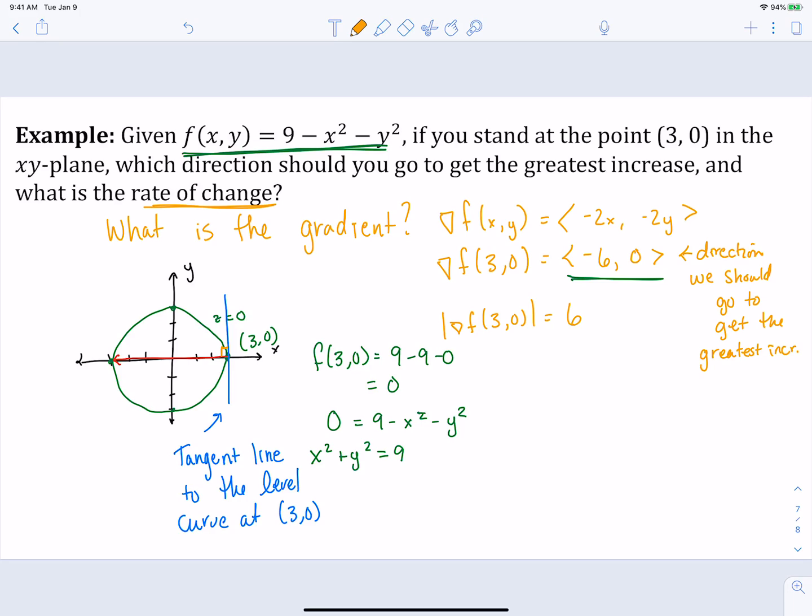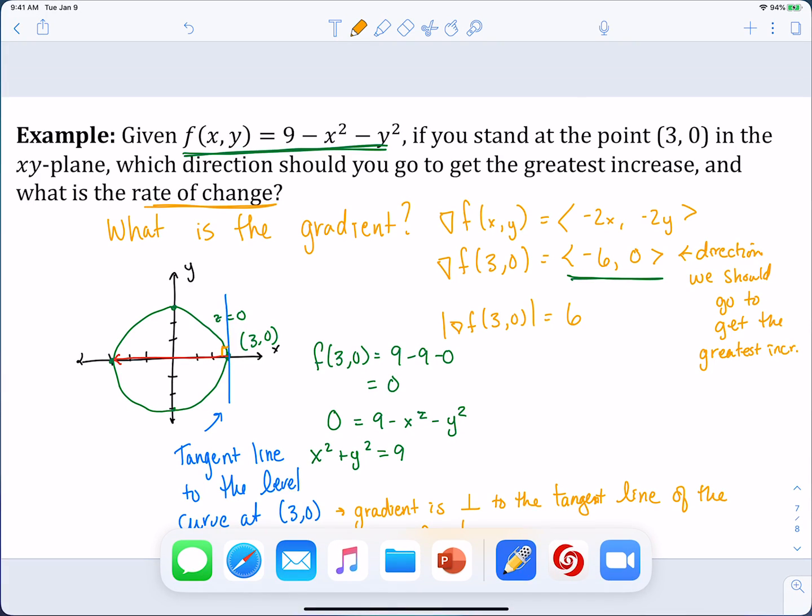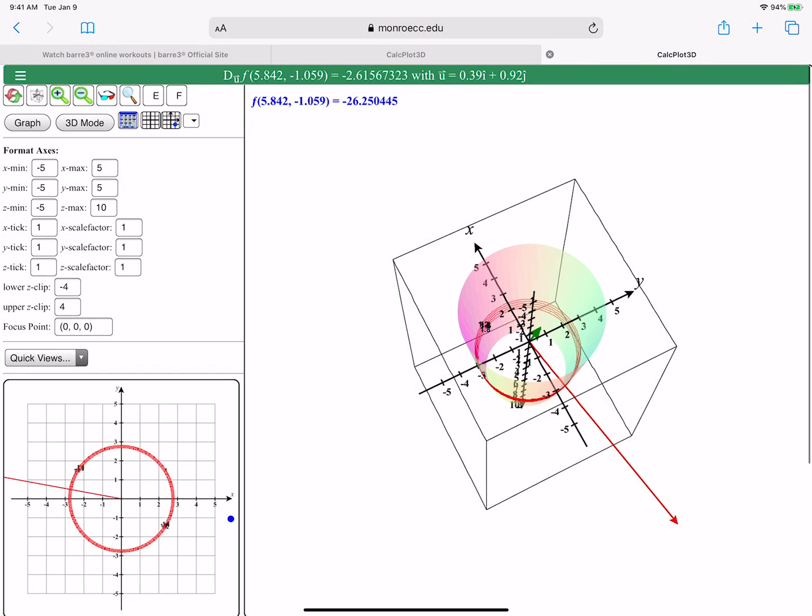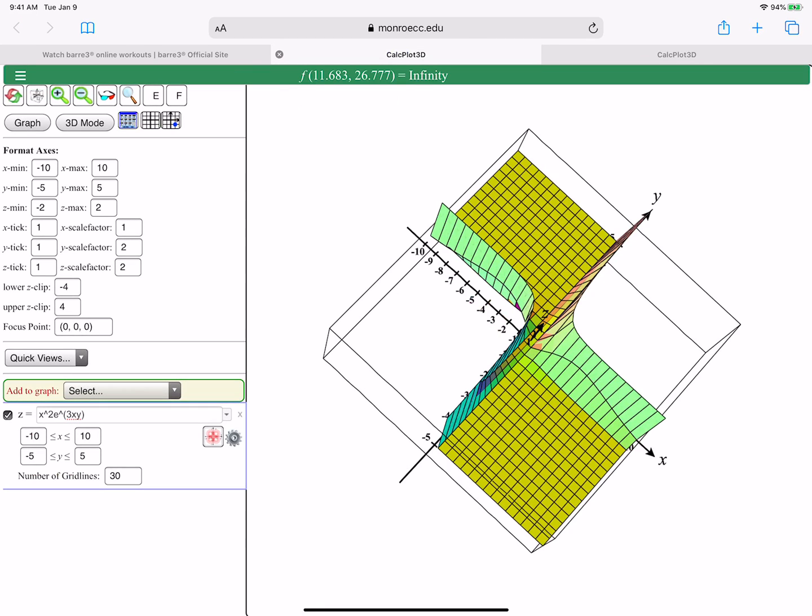Actually, yes, it is always true that the gradient is going to be perpendicular, or orthogonal, to the tangent line of the level curve. And so this is telling us to go this way, and this is where we're going to have our steepest slope. So we'll see if I can do this. I didn't set this up beforehand.